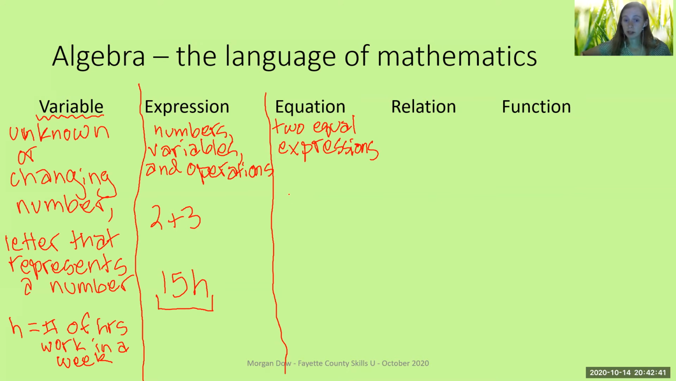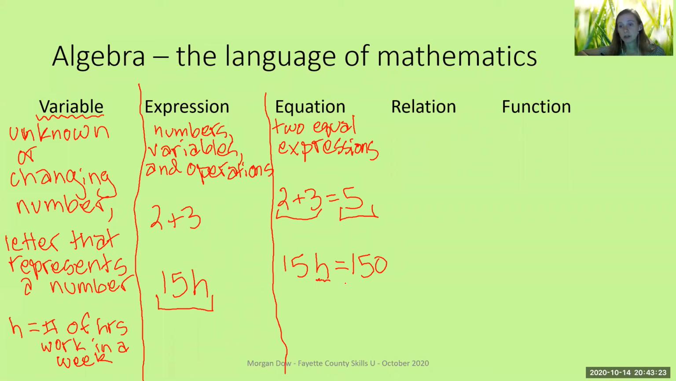So you could have a very simple equation, like 2 plus 3 equals 5. Right, we're saying that this over here means the same thing as this over here. And let's say last week you earned $150. We could say that 15 an hour times the number of hours you worked ended up being equal to $150. So that's another example of an equation. And then you could actually solve this equation to figure out what that missing value is, that H.